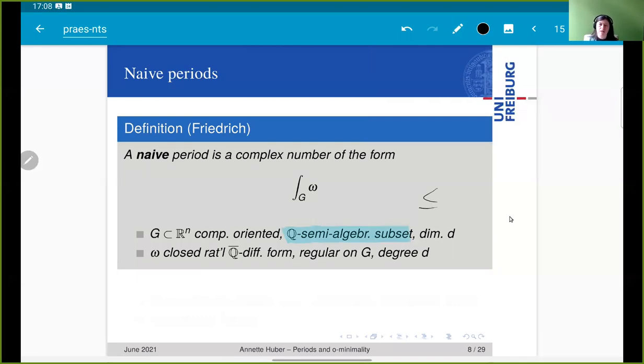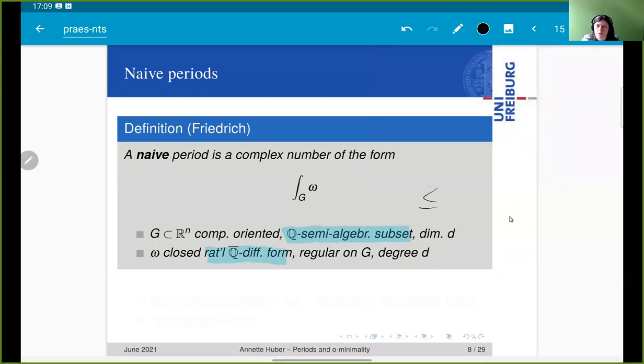So that's semi-algebraic. All the integrals that I gave were written down with semi-algebraic sets. And omega is algebraic. You can even take omega as a rational differential form with Q bar coefficients, regular on G. So there's no problem with convergence of anything, degree d, it's closed. So the important condition for omega is that it's an algebraic differential form defined over Q bar. So both omega and G have these algebraicity properties.